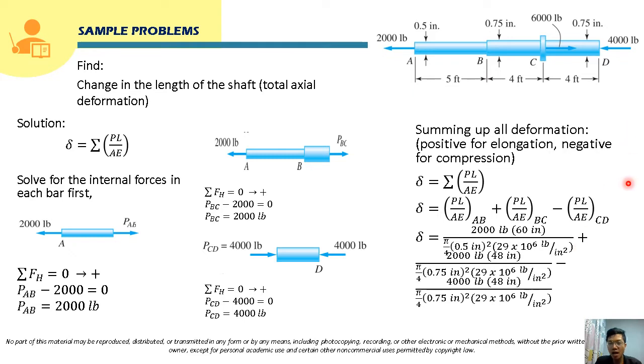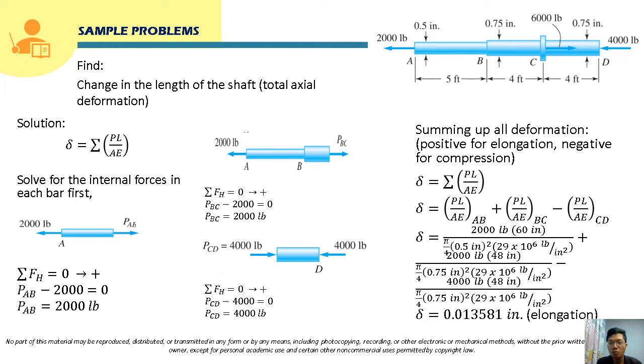Now for segment CD, again, this is negative, so this will be negative here. That will be PL over AE. The internal normal force for CD is 4,000, and then its length is 4 feet, so times 12, 48 inches, over its area. The diameter is 0.75 inches, so the area will be pi over 4 times 0.75 inches squared, times its E, that will be 29 times 10 raised to 6 pound per inch squared.